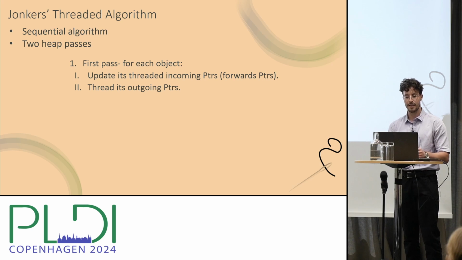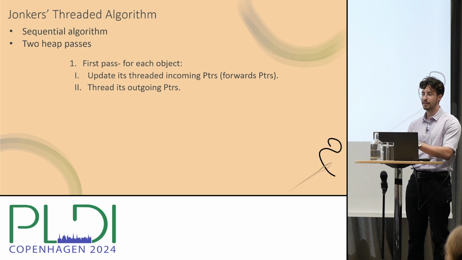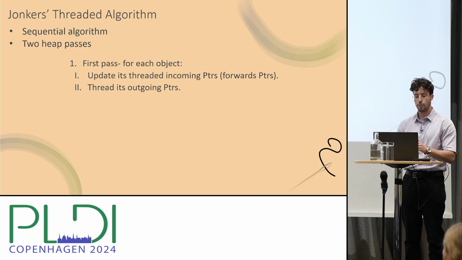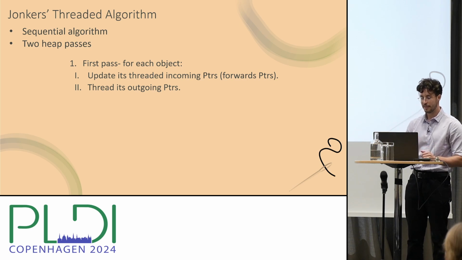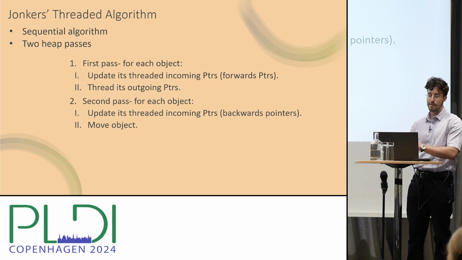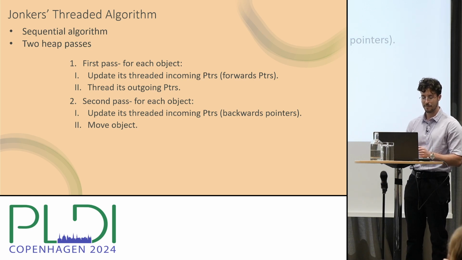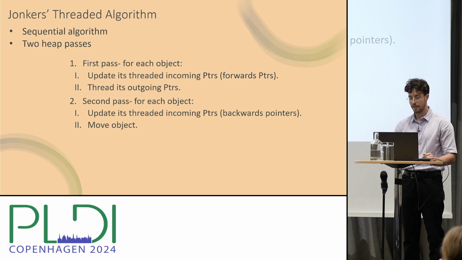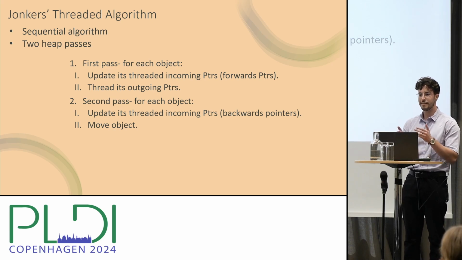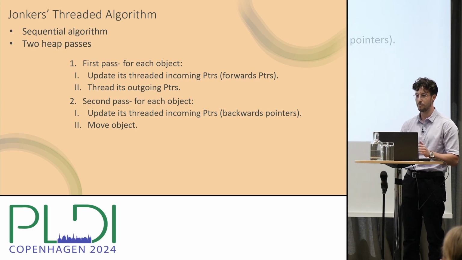In the first pass, we traverse objects by order, and whenever we reach an object, we start by updating all pointers in its incoming pointers threaded list. Then we thread all pointers outgoing from it, and then in the second pass, whenever we reach an object, we update again all the pointers that have been added to its threaded list since the previous pass, and we move the object. It's important to notice that this is a sequential algorithm, and not only is it sequential, it is notoriously hard to make parallel, as it really builds on the order in which the traversal is done.